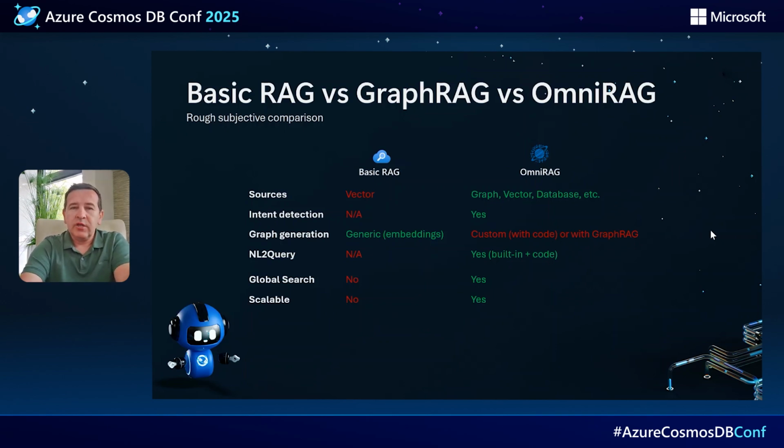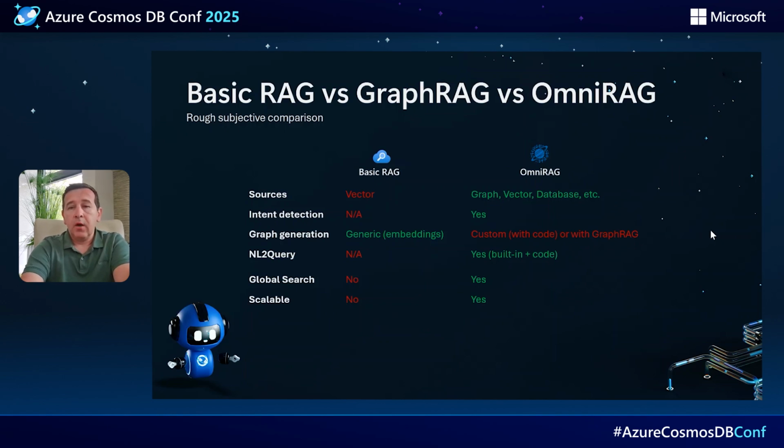In terms of graph generation, basic RAG allows you to generate the embeddings in a very generic way, and therefore there is no logic required from you. You just need to find an appropriate vector store for your embeddings. In OmniRAG, there is a bit of logic that needs to be created if you don't yet have the graph data, if you need to actually construct a graph out of structured or unstructured data. But there is a way to actually generate the graph with the graph RAG accelerator, and I'm going to show you how you do that later. Also, OmniRAG provides you global search.